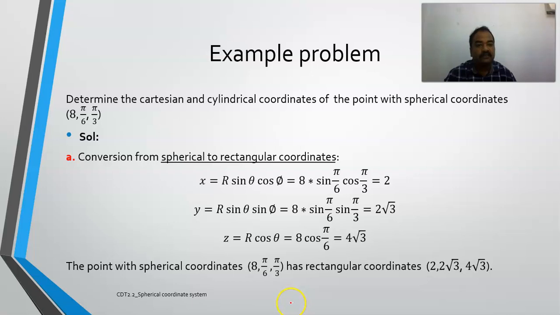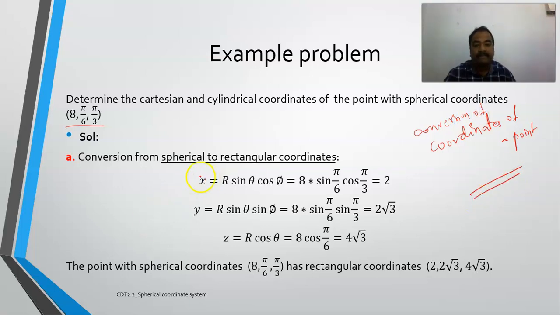Now these are the example problems which you are supposed to go through. Now I have given you a spherical coordinate system. You should convert them into Cartesian and cylindrical coordinates. And these do represent only a point, not a vector. Try to remember this one. These are equations which are used to convert coordinates of a point, not the vector coordinates.